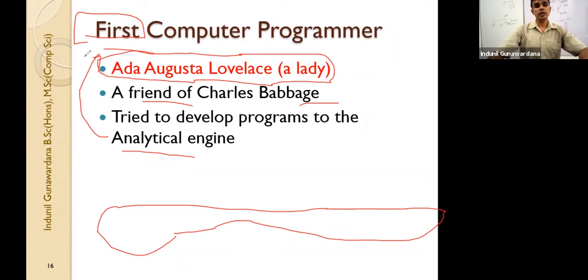Remember that this is a very important milestone in our history. The analytical engine was the second machine of Charles Babbage. And with that, the first computer programmer comes into the world, called Ada Augusta Lovelace. Right.